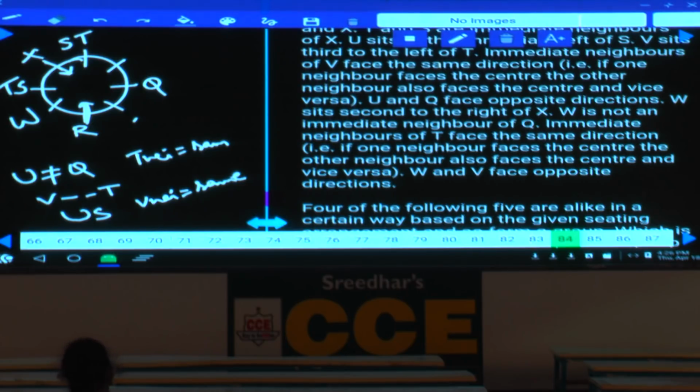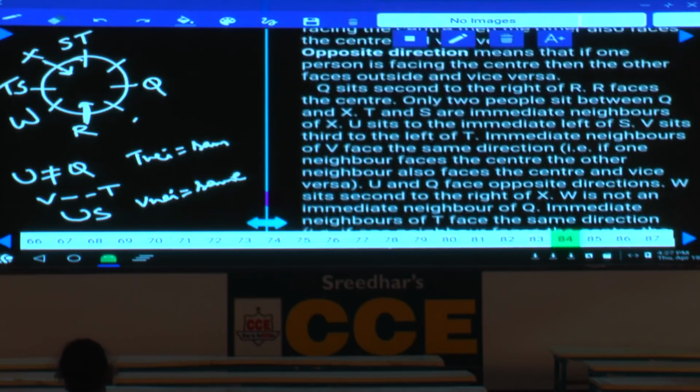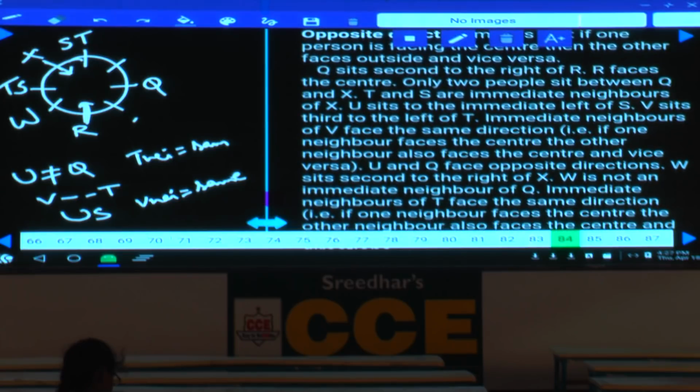And earlier we have information. What is that information here? Regarding this U and S. U sits to the immediate left of S. Now if S is here, U to the immediate left of S is not possible. Are you following this one or not? Hence, S cannot be at this place. If S cannot be here, then where should this S be? S must be here. Clear now?